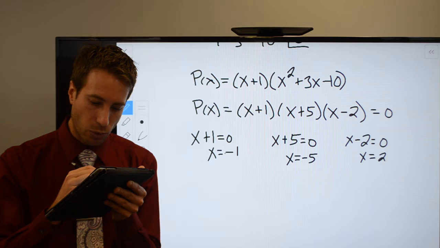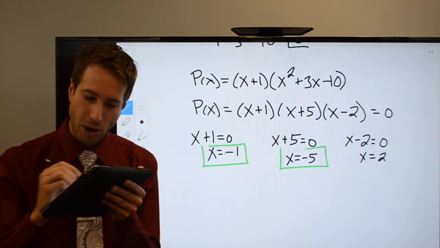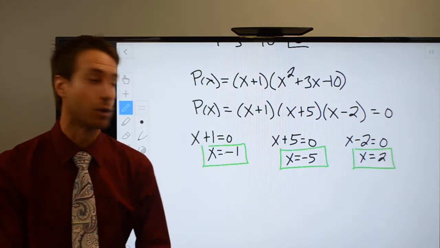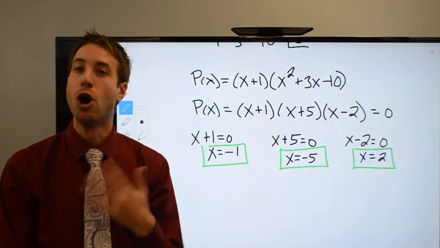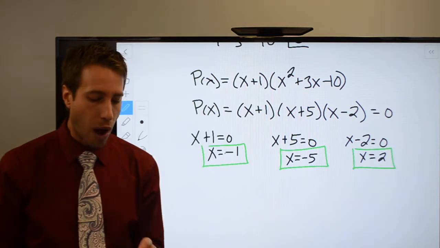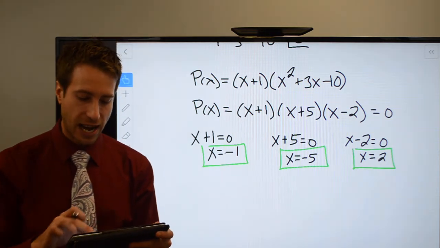And I get exactly what we knew we should get. It was a third degree polynomial, which means I should get 3 zeros, and I do. X equals -1, x equals -5, and x equals 2. That's where the polynomial would cross the x-axis. Now, why refresh your memory on these kinds of problems?